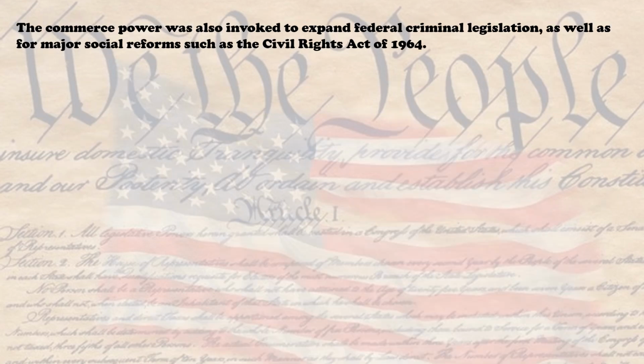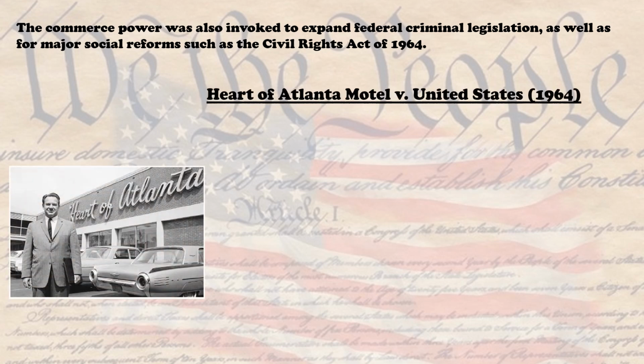Now, while this expansion of power is both impressive and frightening at the same time because it's potentially ripe with abuse, the power has been used for good. The commerce power has been invoked to expand federal criminal legislation, as well as to push major social reforms such as the Civil Rights Act of 1964. Now, it was first used in this manner in the Heart of Atlanta Motel versus the United States case.